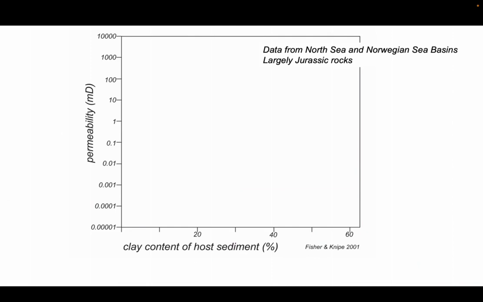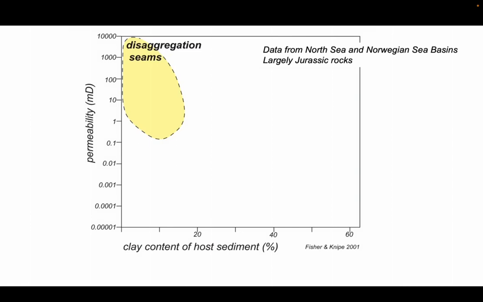So how do these different types of fault rock impact on fault zone permeability? Well, there was a classic study reported by Quentin Fisher and Rob Knipe from 2001, and they'd collected data from samples from wells from the North Sea and Norwegian basin. Most of these materials were Jurassic rocks.